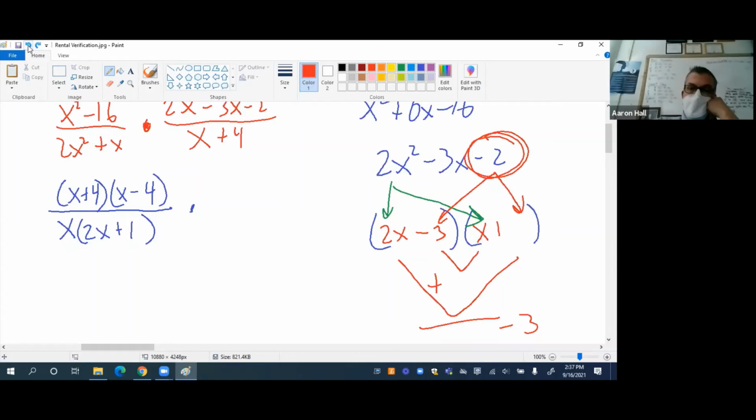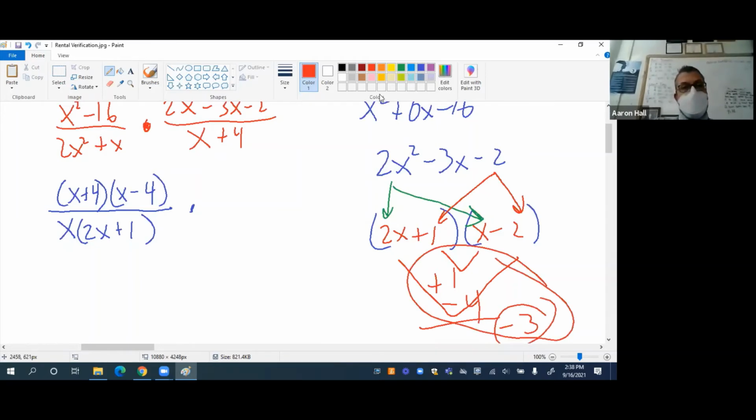Okay, let's do -2 and +1. So the inside would be -2 and the outside would be 2, and that gives me 0. Okay, let's try +1 and -2. Inside I get 1, outside I get -4. Does that give me my -3? Yes, no, maybe so? Yeah, so there we go.